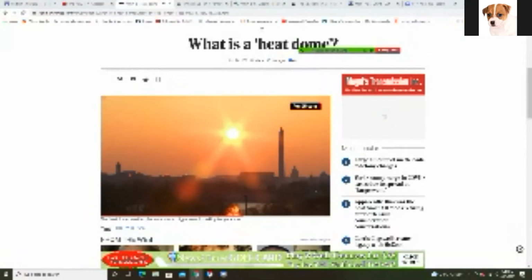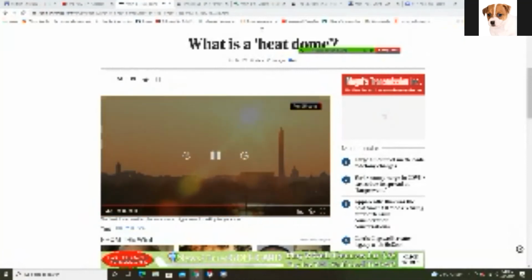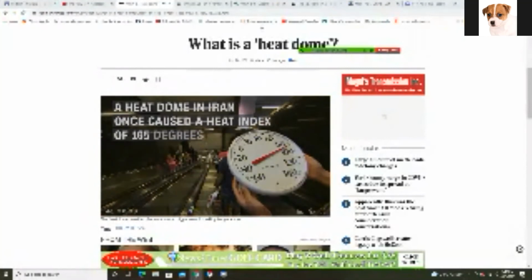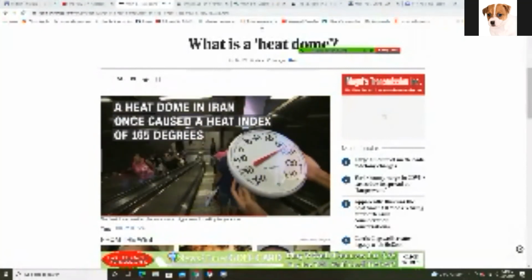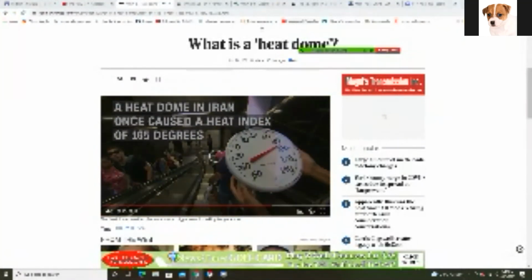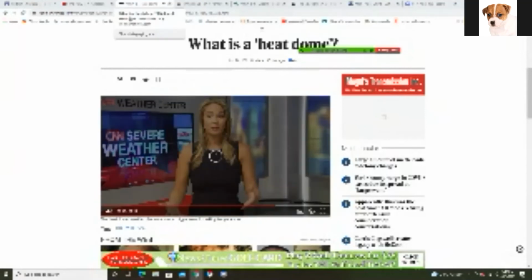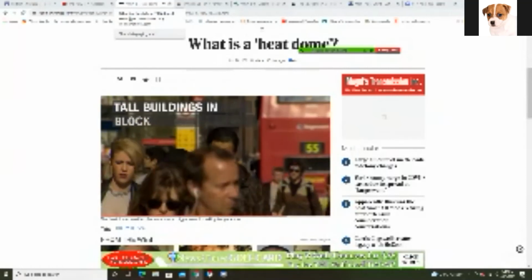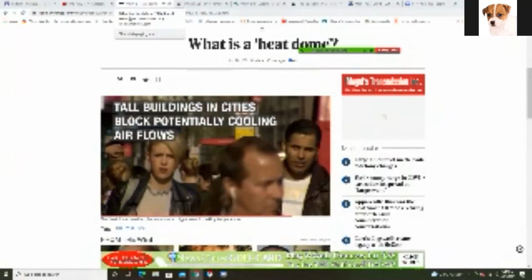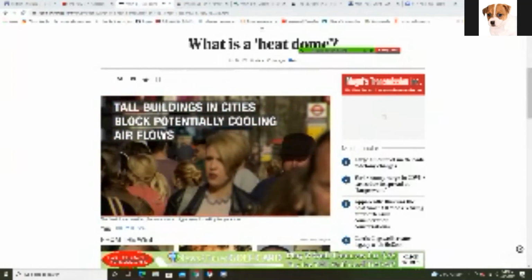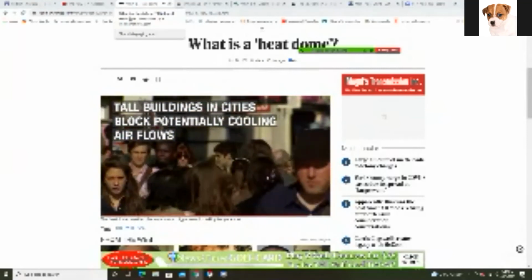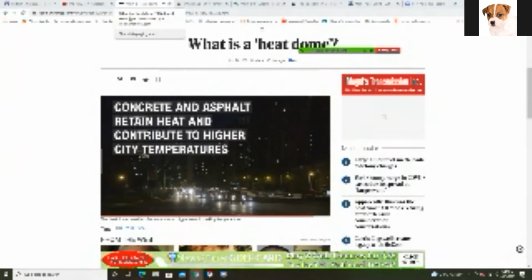Also, during a high pressure situation, you have a lot of sunshine and less cloud cover. Sometimes under these heat domes, we can get record-breaking temperatures. In fact, metropolitan areas can run much warmer than rural areas. These are called urban heat islands. In fact, during the day, they can run 2 to 5 degrees warmer than rural areas, but during the nighttime hours, they can run roughly 20 degrees warmer.